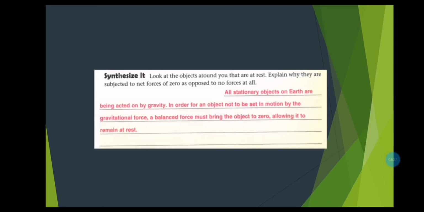So all stationary objects on Earth are being acted on by gravity. In order for an object not to be set in motion by the gravitational force, a balanced force must bring the net force to 0, allowing the object to remain at rest. You can use another example. You can say whatever you want as long as you write it with scientific terms.